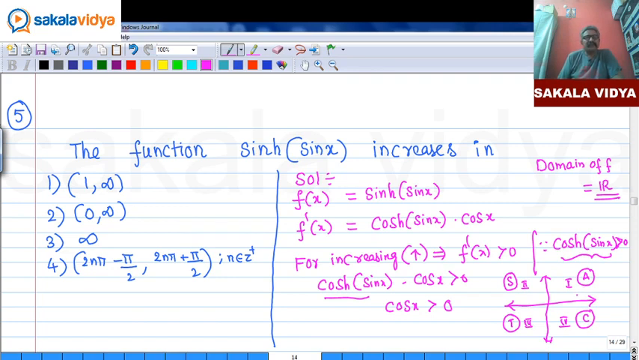So cos x is greater than 0 means cos x will be positive; cos x will be 0 at pi by 2. In the first quadrant and in the fourth quadrant, that will be the image, you need to take minus pi by 2 comma pi by 2. In between minus pi by 2 and pi by 2, cos x will be positive. Understood now?